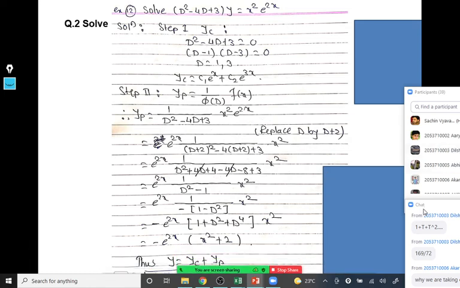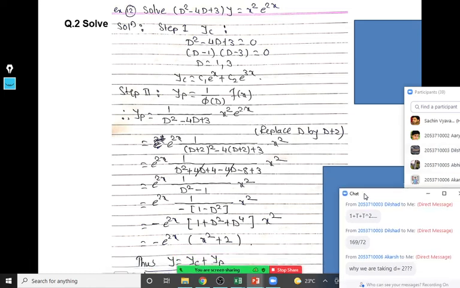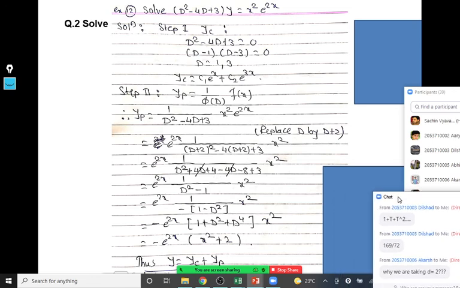Okay, someone is asking a doubt there. Why are we taking D equal to 2? We are not taking D equal to 2 anywhere. We replace D by D plus 2. That's the method here, Akash.